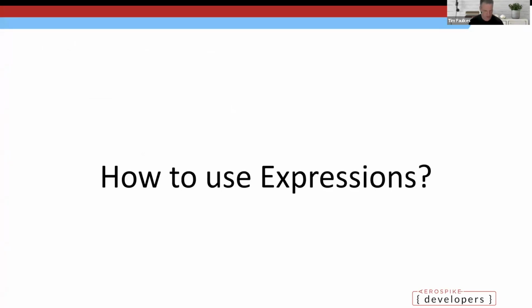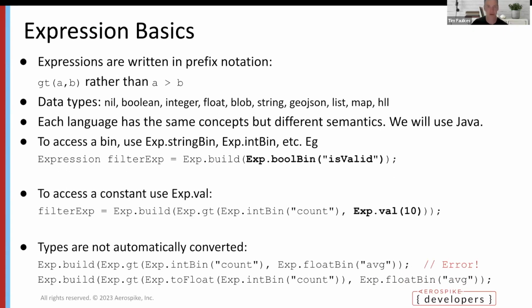All right, so that's a very high-level overview, but how do we use them? The first thing I want to do is talk about the expression language. Now, the expression language is done in prefix notation. So you define the operation first, and then the arguments. So instead of A greater than B, which would be infix notation, you do something like GT A B, and that'll do the same thing. It'll compare A and B and return a Boolean.